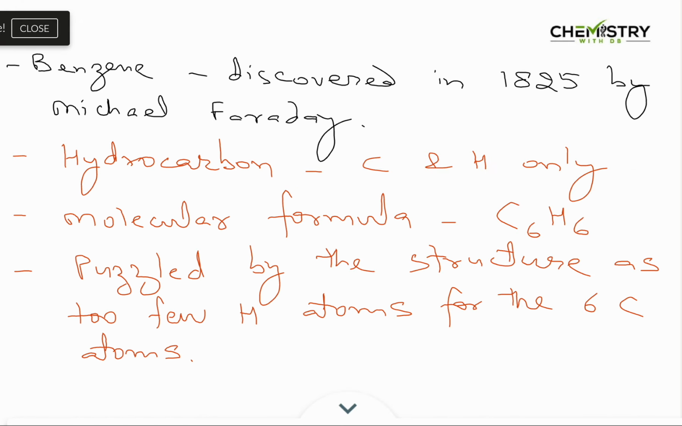Now, benzene was discovered in 1825 by Michael Faraday, a scientist, and he gave the formula that it had 6 carbons and 6 hydrogen atoms. So, this was a hydrocarbon which had only carbon and hydrogen atoms, molecular formula being C6H6. Now, this kept scientists puzzled for a very long time as to what could be the structure, because there were too few hydrogen atoms if you take into account the 6 carbon atoms there.